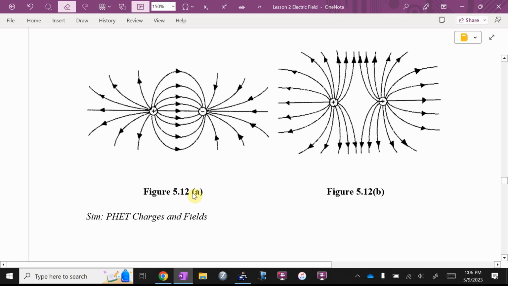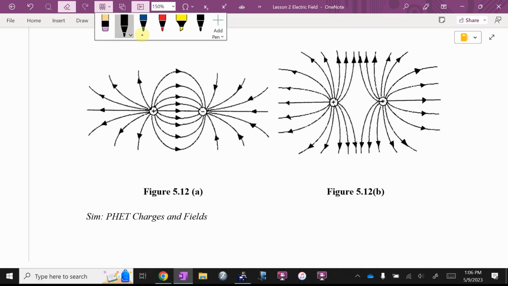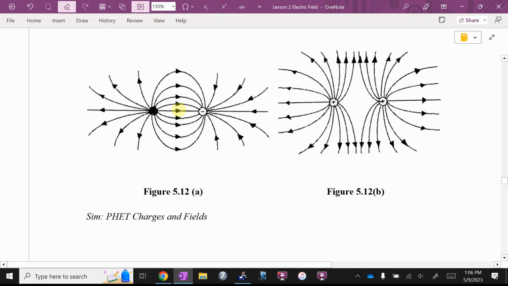On your test, I'm going to give you something like this. Or something like this. And I'll ask you to tell me, is the left charge negative or positive? Is the right charge negative or positive? How will you figure that out? Look at the arrows. Which way will the positive want to go? Electric field lines point from positive to negative.